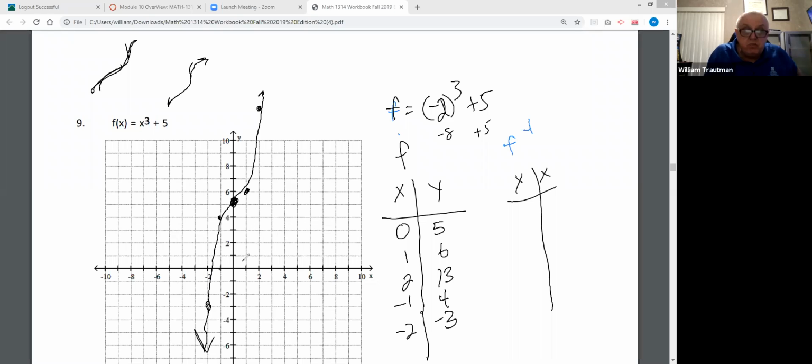Next, we're going to do our inverse function. And before I do the inverse function, I want to do that y equals x function.